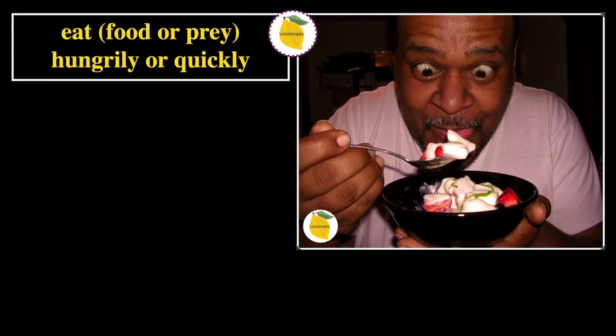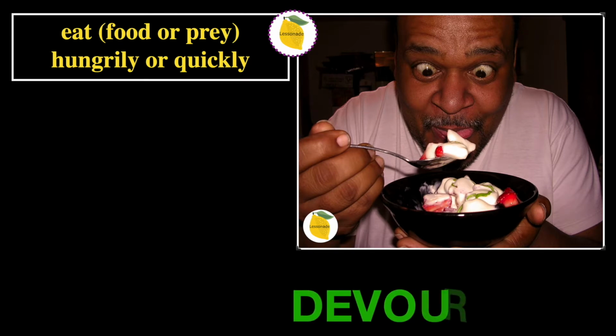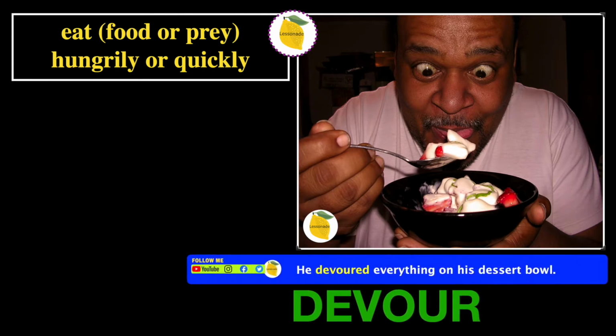The next one is eat food or prey hungrily or quickly. In this picture, we can see someone who's about to eat food, and we can see they're hungry, and therefore they will eat the food very quickly. And therefore the word will be devour. And the sentence for this word is he devoured everything in his dinner bowl.